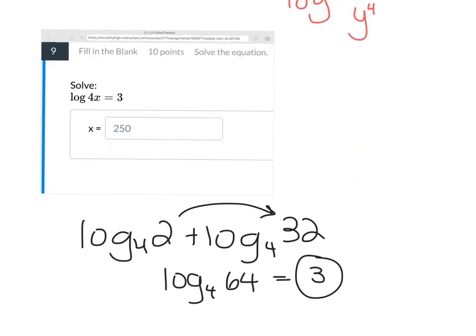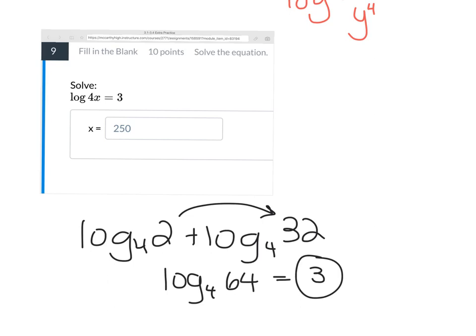And then 9 was solving log 4x equals 3. So that is a log base 10 of 4x equals 3. 10 to the 3rd equals 4x. 1,000 equals 4x, and x equals 250.